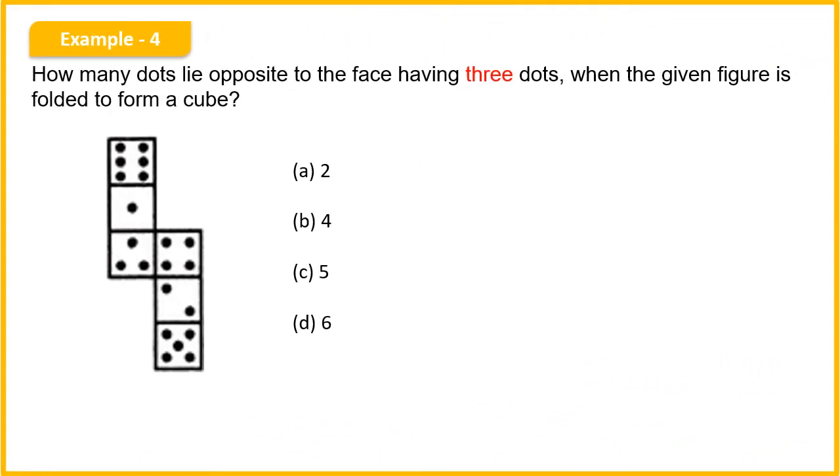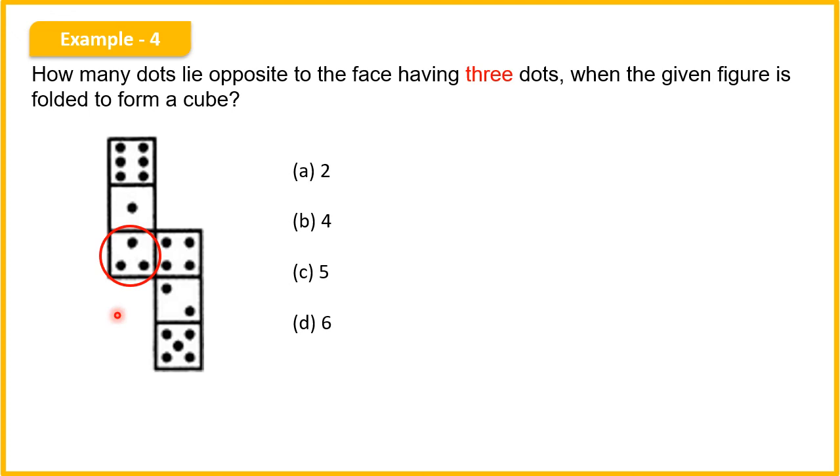Now this is another type of question which can be asked in non-verbal reasoning, where an opened cube is shown to you, and by folding its faces, if a cube is formed, then which face is opposite to which face? Like this they ask. As it is asked here, how many dots lie opposite to the face having 3 dots when the given figure is folded to form a cube? So you need to identify the face which is opposite to the 3 dot face. So this face. So I will encircle it here like this.